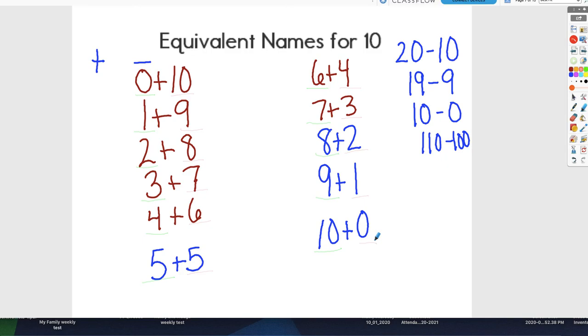When we are making tens, we can start with 0 and go down our column: 0, 1, 2, 3, 4, 5, 6, 7, 8, 9, 10. Make our plus signs, our adding signs. And then do it again, only starting with 10: 10, 9, 8, 7, 6, 5, 4, 3, 2, 1, 0. And we've made 11 different names for the number 10, just like that.